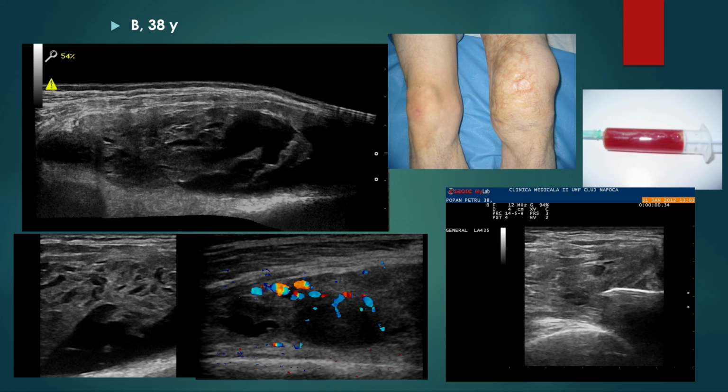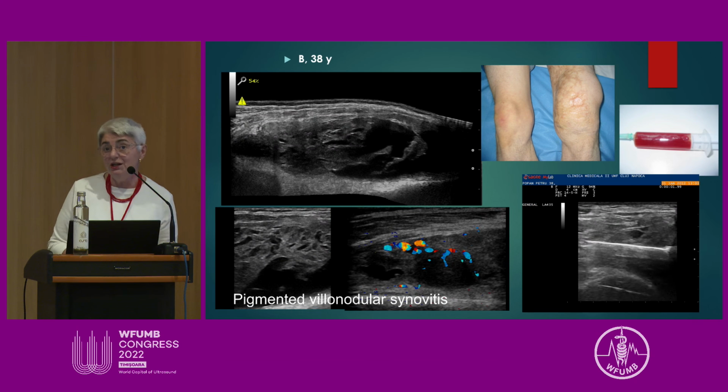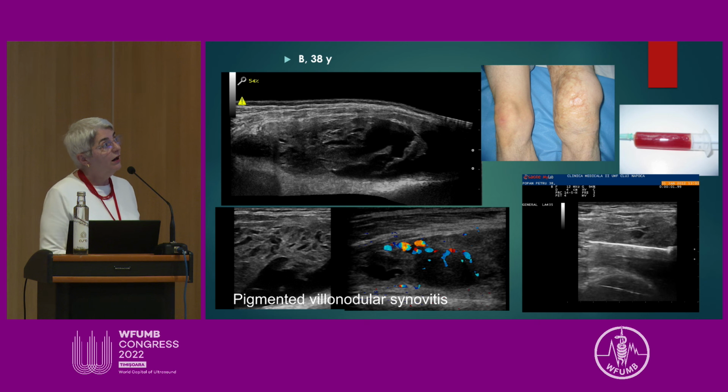So first I aspirated the joint, I obtained this sanguinolent fluid, and finally I performed a synovial biopsy, and the surprise was that in this case I have a case with pigmented villonodular synovitis, so no inflammation despite the ultrasound aspect. But turning to the patient history, the patient had no pain in this joint. A little bit of problem during walking, but no pain and no inflammatory sign in this joint.